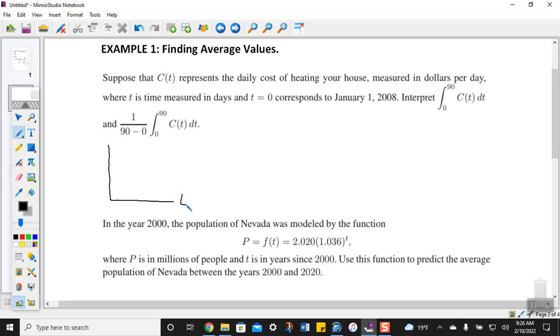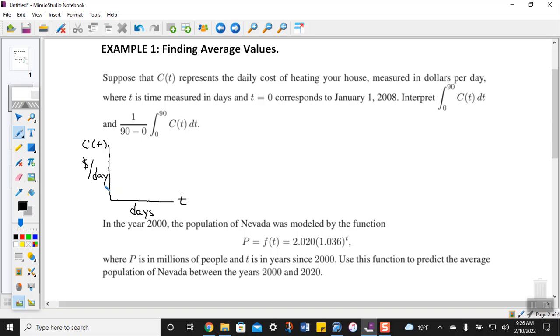T was measured how, kids? Days. Okay. And then C of t up here, what was this measured in? Dollars. Dollars per what? Per day. Okay. Now I have no idea what this function might look like.